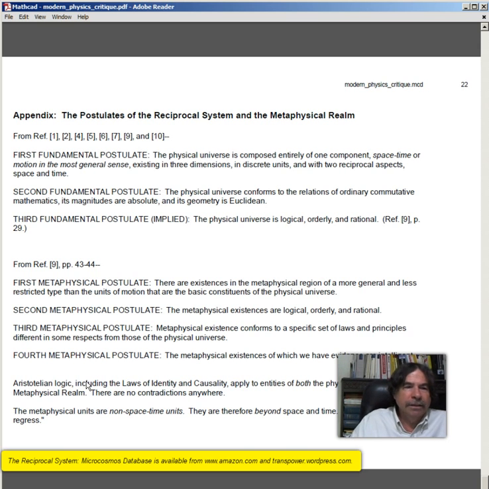Now for the metaphysical postulates. First metaphysical postulate. There are existences in the metaphysical region of a more general and less restricted type than the units of motion that are the basic constituents of the physical universe. Second metaphysical postulate. The metaphysical existences are logical, orderly, and rational. Third metaphysical postulate. Metaphysical existence conforms to a specific set of laws and principles, different in some respects from those of the physical universe. And the fourth metaphysical postulate is the metaphysical existences of which we have evidence are intelligent.